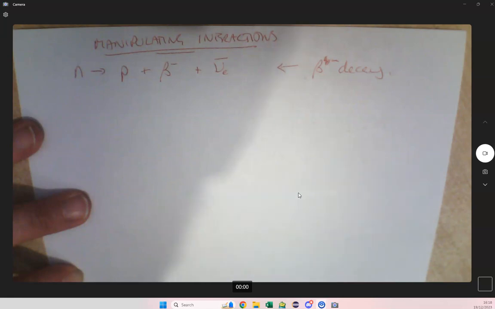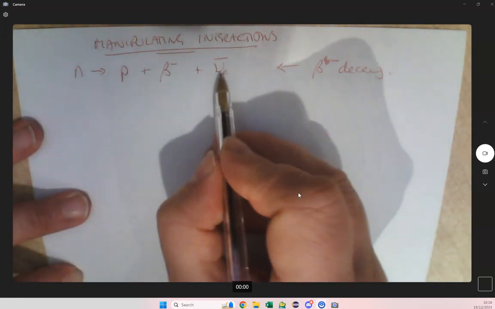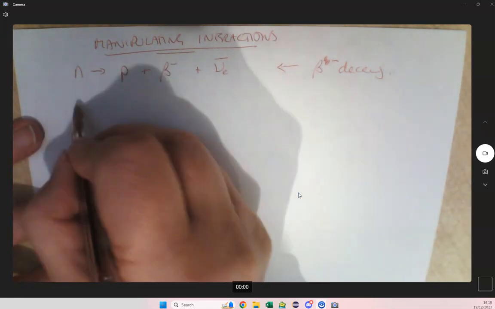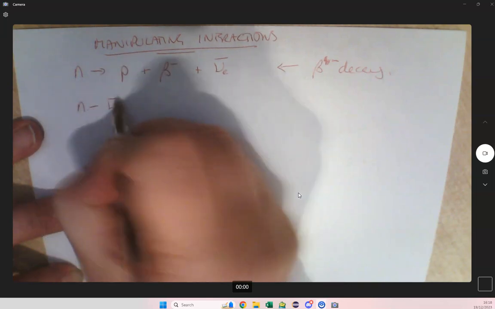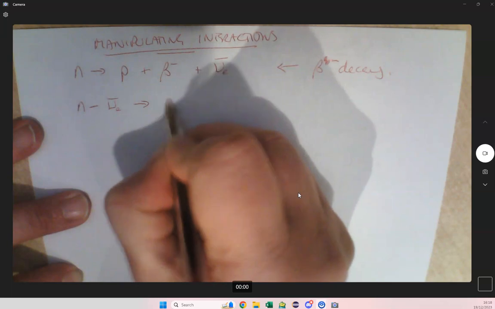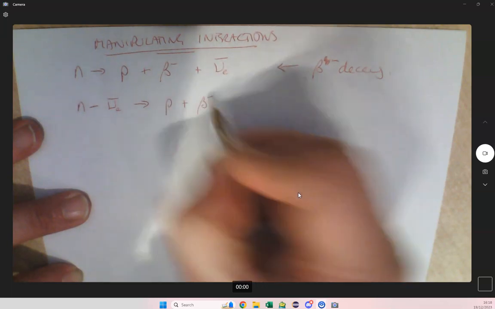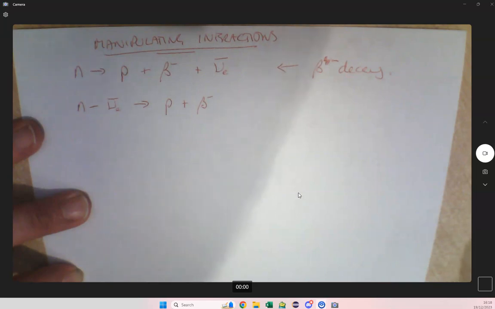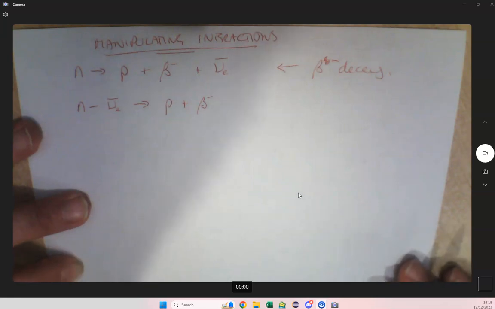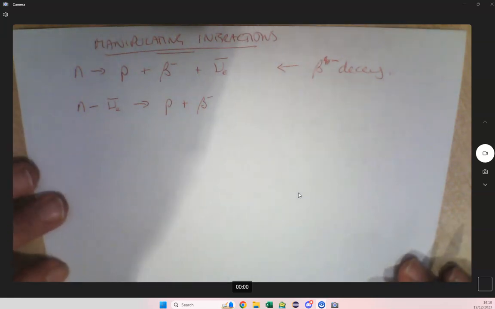So the first thing I'm going to do is take off an anti-electron neutrino from both sides. So now I've got a neutron minus anti-electron neutrino goes to a proton plus a beta particle, or beta minus particle. Now in this case my conservation laws must still hold because I've changed both sides equally. So that then is a valid interaction.